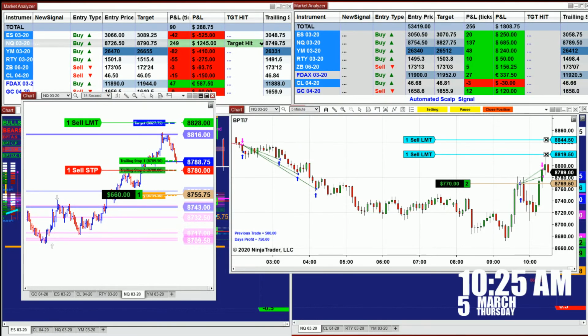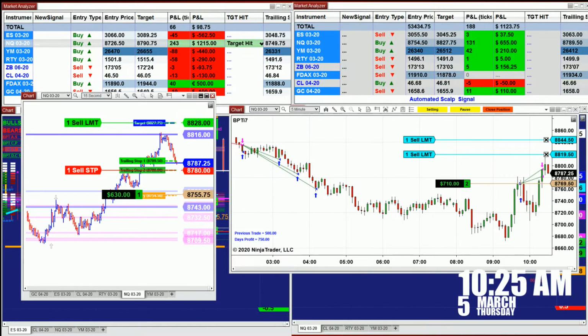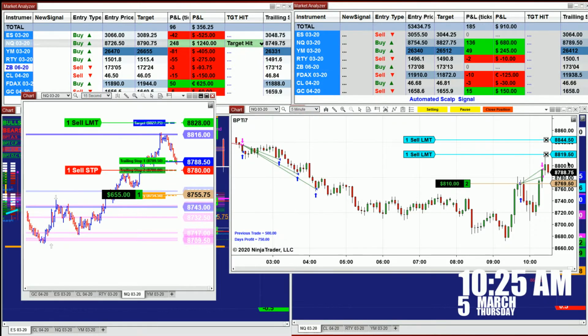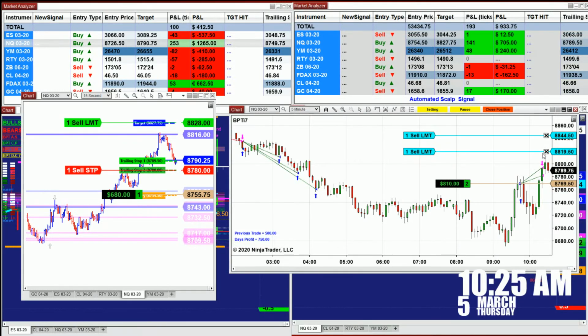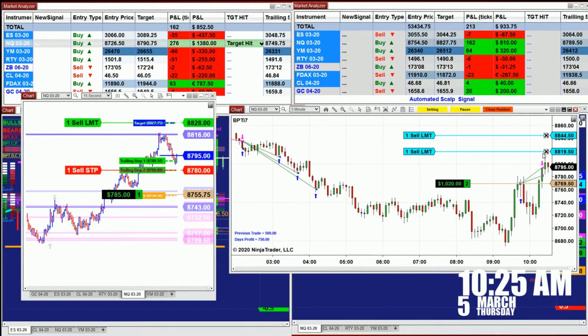And shame. It was just a few ticks away from the target, and this one here is really a little bit. It came in right at the 8819, and we missed by one tick to close the third trade. No matter what we do, the market can always get under our skin. Let's see if this market climbs again.